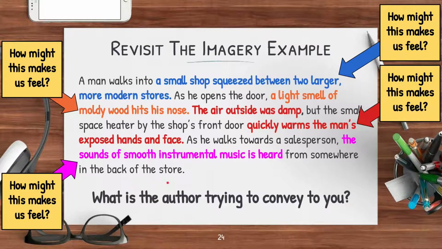So what is the author trying to convey to you, right? I think you can make the argument that the author's trying to tell us that when the man first walked in the store, he was uncomfortable, but as he gets into the store, he finds it more comfortable the longer he's there.